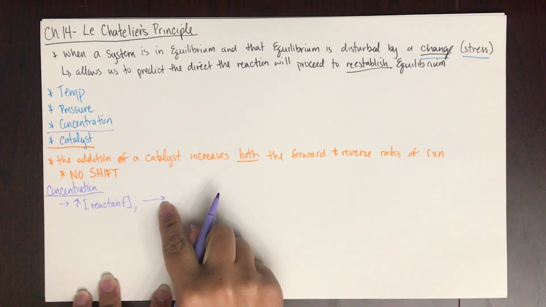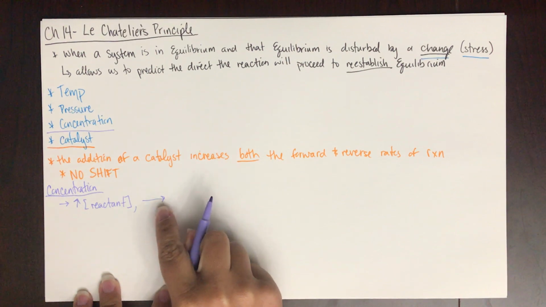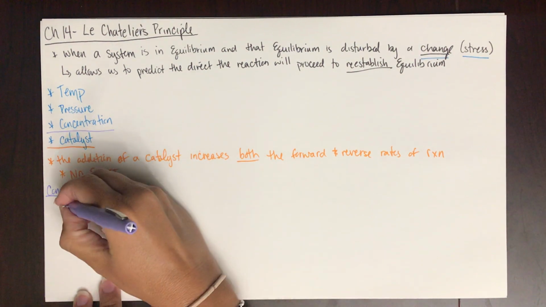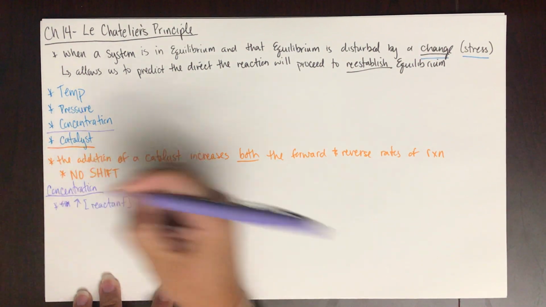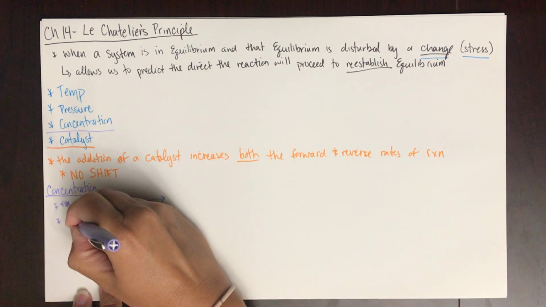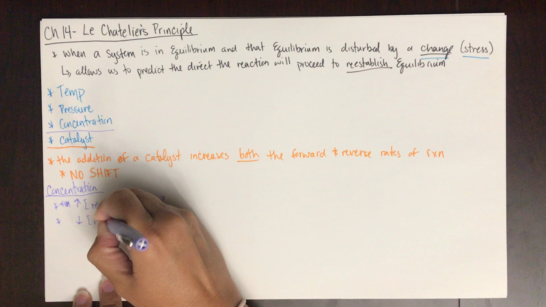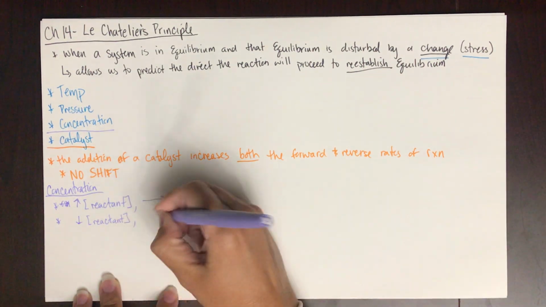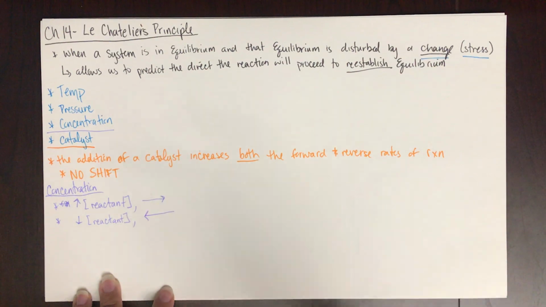So I'm just going to use the right and left arrows to indicate if it's going to shift to the reactants or the products. So the direction of the arrow is indicating the shift. So I won't use arrows over here. The next situation is that we are decreasing the concentration of a reactant. If we decrease the concentration of the reactant, now we have less reactants, so the equilibrium is going to shift back to the reactants.